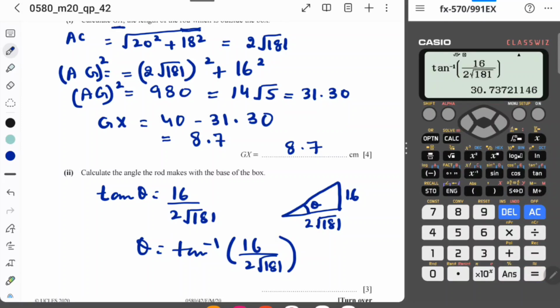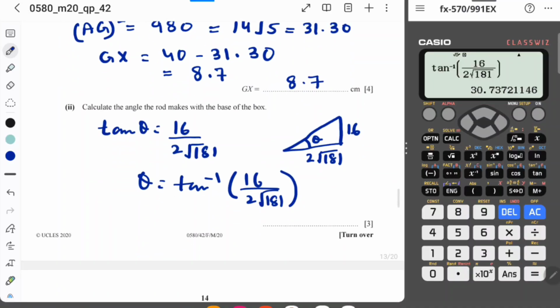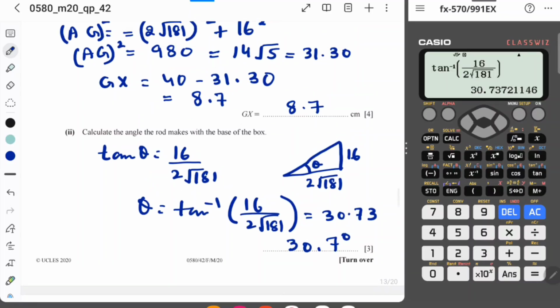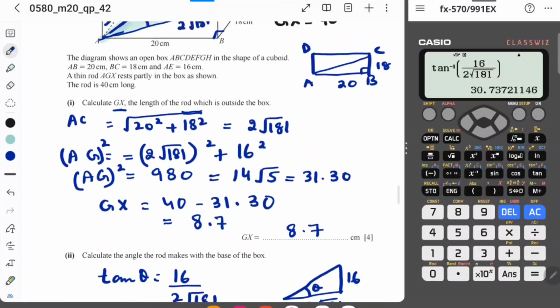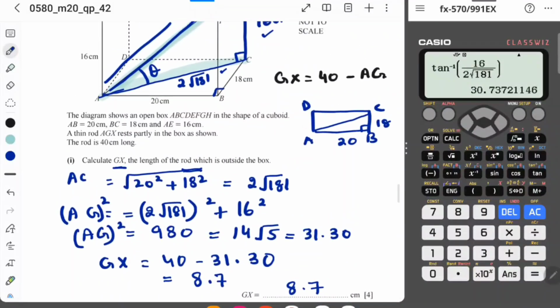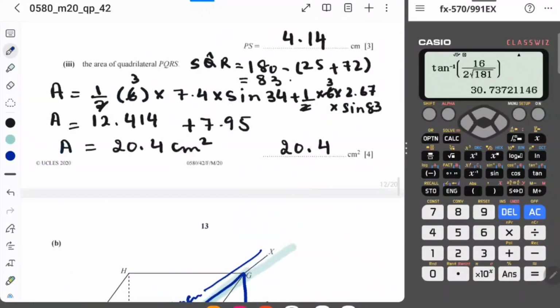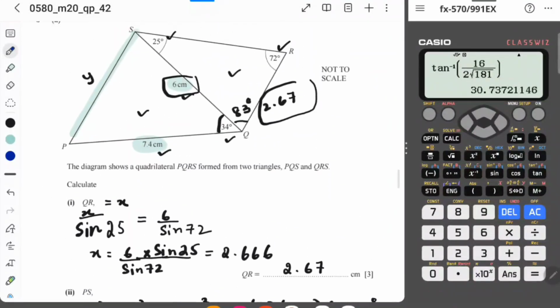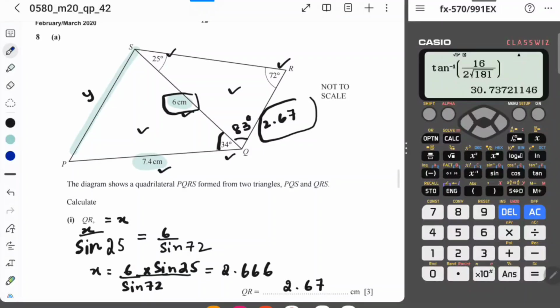That gives 30.737. Usually we write the answer for an angle to one decimal place, so that is 30.7 degrees. This was one question in the 0580 Feb March 2020 paper 4-2, question number 8, and it included further trigonometry and 3D trigonometry.